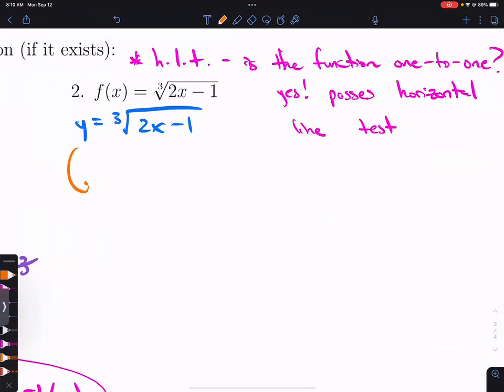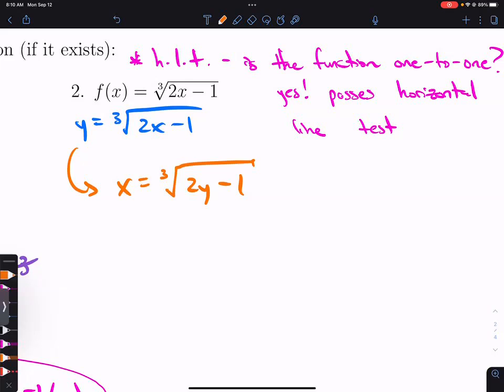I'm going to write instead x equals the cube root of 2y minus 1. Because that's how you take an inverse. You swap x and y. So everywhere there's an x, I'm going to write a y. Everywhere there's y, I'm going to write an x. And then solve for y.